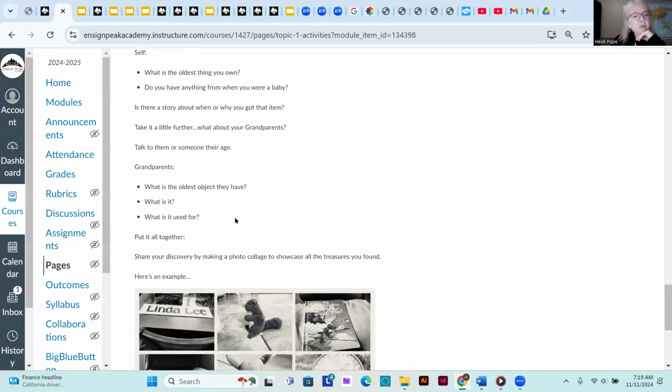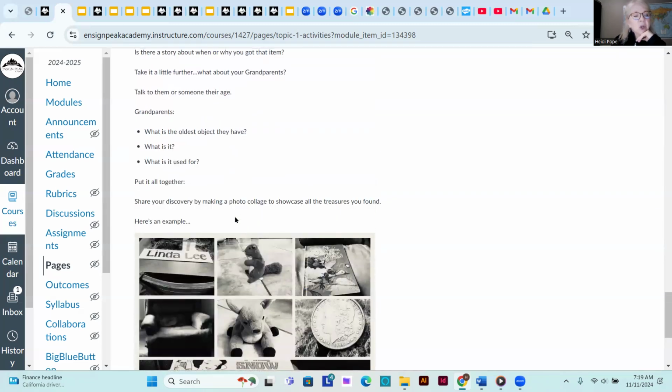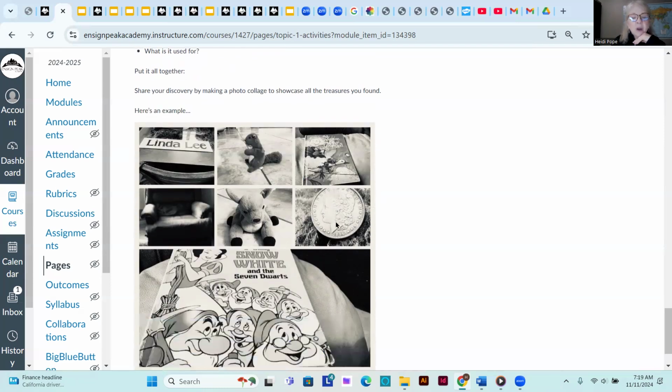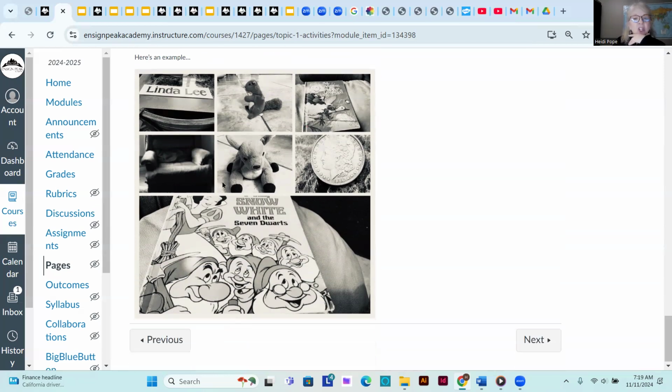And then you can go a little further. You can even ask your grandparents, what's the oldest object they have? What was it used for? And what is it? So here's an example of someone's collage. And they have this beautiful 1896 coin that's very old, some old books, some stuffed animals. I think they probably chose their personal oldest item and then some oldest items that belonged to other family members. And they created a little collage.